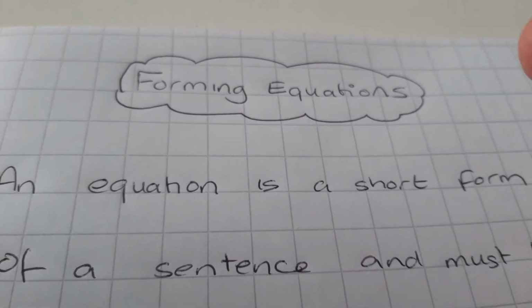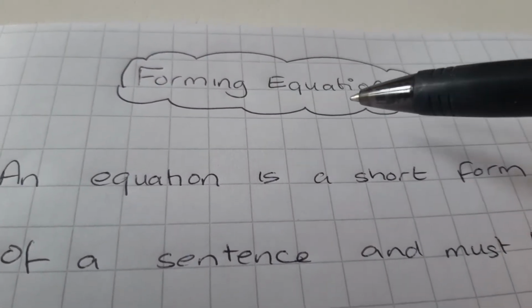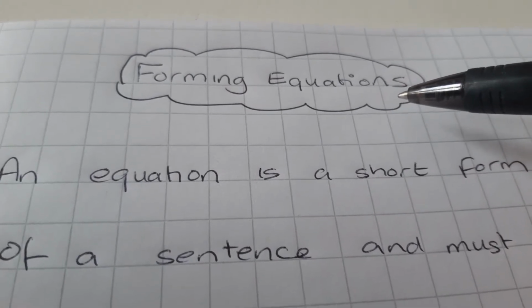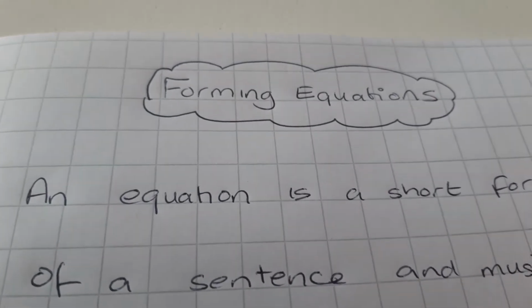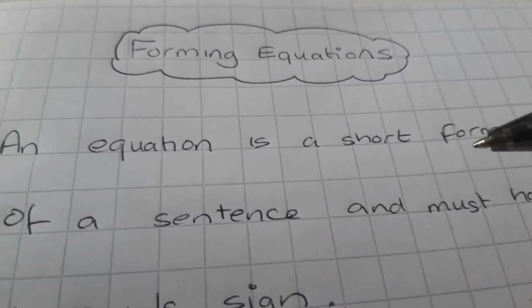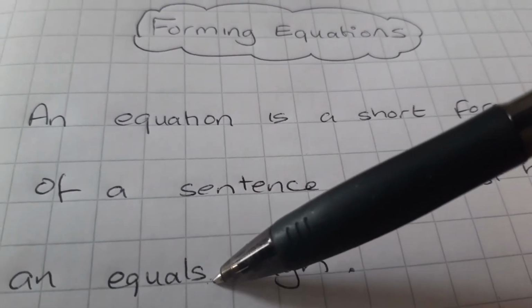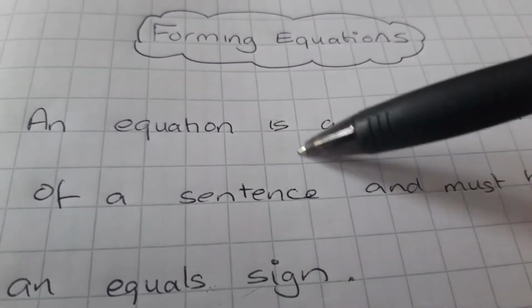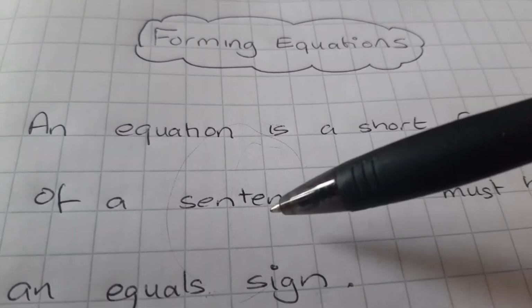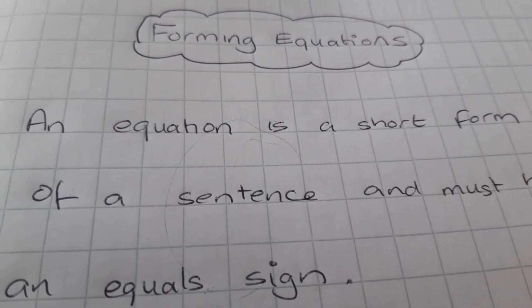So we're starting a new topic. The topic is called forming equations. Now, equations are simply sentences. An equation is a short form of a sentence and must have an equal sign. And if you try and get that in your head, an equation is just a sentence. It's like a shorthand way of describing a sentence.